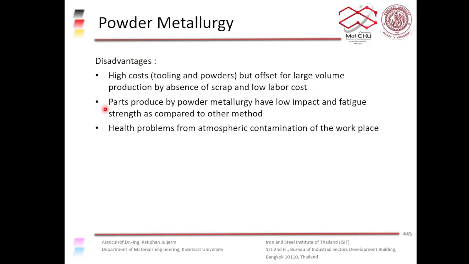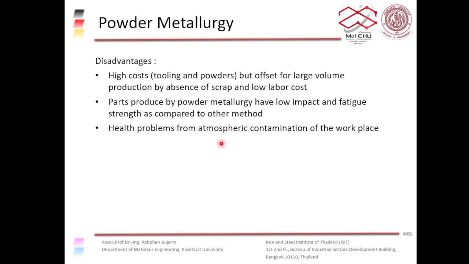Okay, so the parts produced by powder metallurgy have low impact and fatigue strength as compared to other methods, right? Because you have a lot of porosity in there, even though after sintering you're getting rid of most of the porosities, you can never get 100% dense like from other techniques. Because of those porosities, those are defects within your material, and it will give you some sort of stress concentration point. So you get low impact property and low fatigue property.